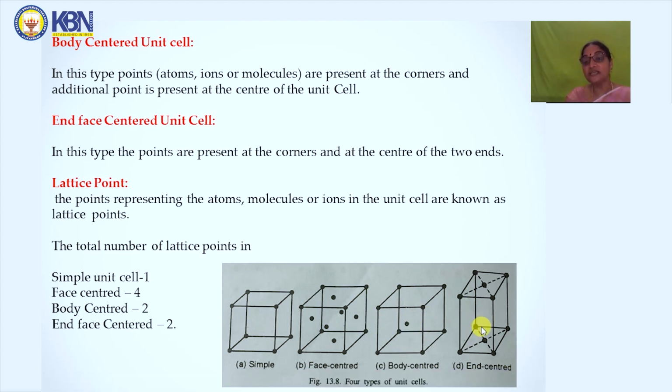In the end-face-centered unit cell, the points are present at the corners of the unit cell as well as 2 points at the centers of the opposite faces of the unit cell, and it is nothing but the end-face-centered unit cell.